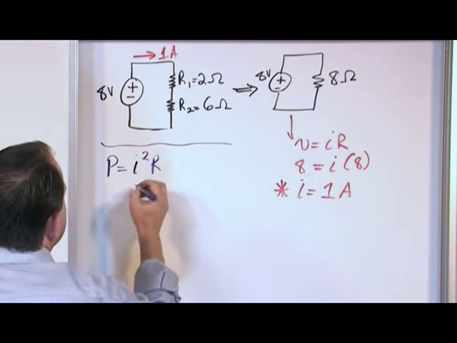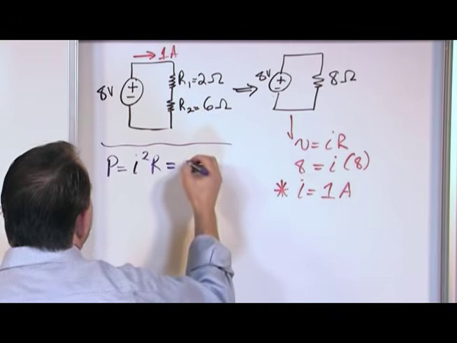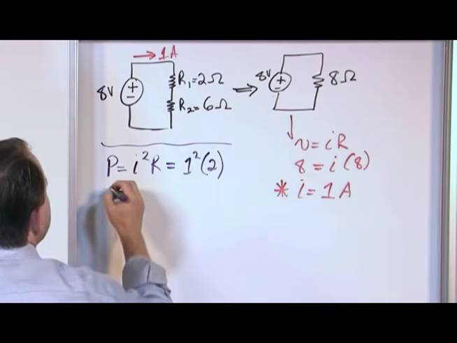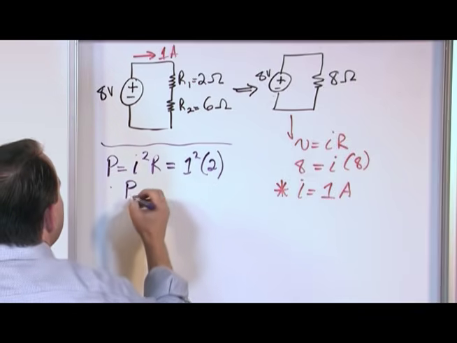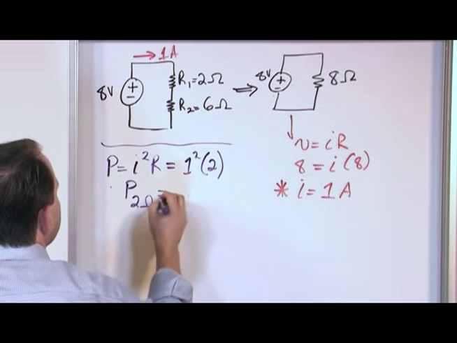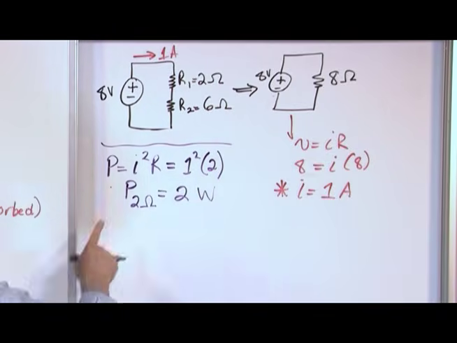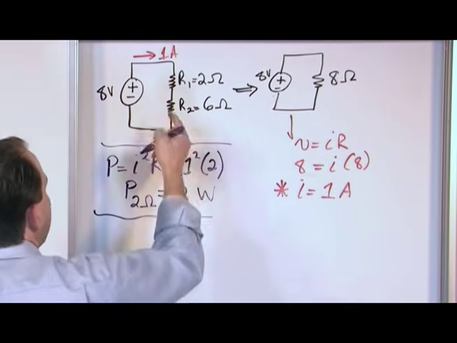All right, so for the top resistor, I is 1, so it's 1 squared times the value of the resistance, which is 2. So the power for the 2 ohm resistor is 1 times 2, which is 2 watts. All right, now let's calculate the power for the bottom resistor.